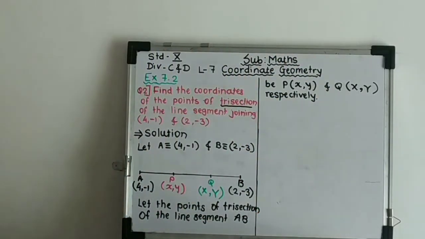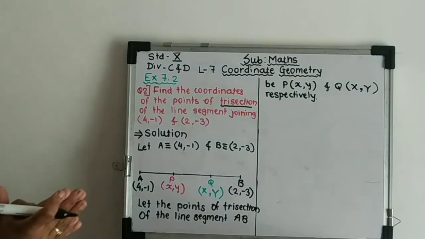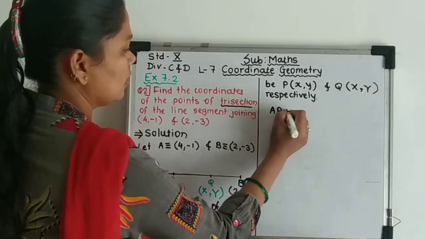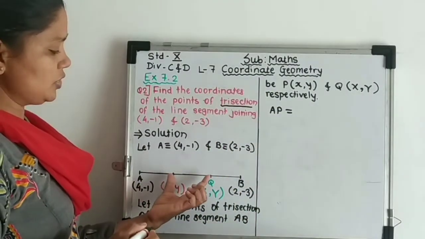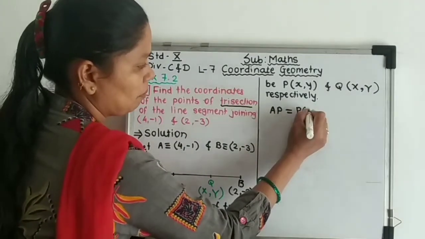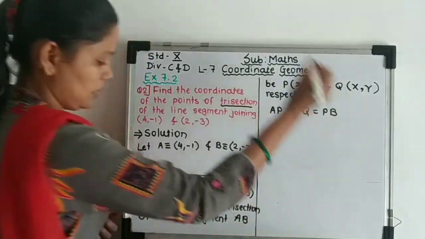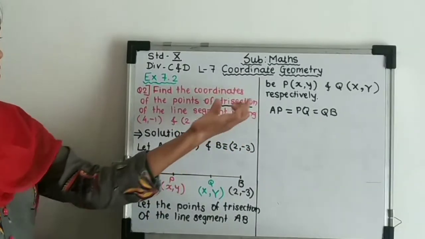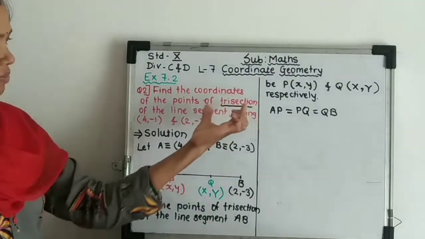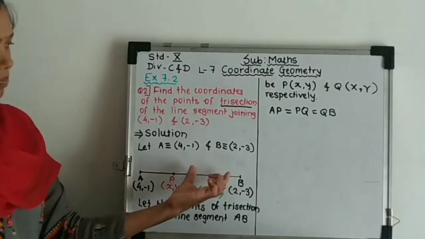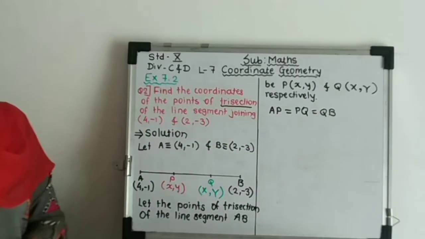Right. Now, what next are we going to write? Here the trisections are done. So these trisections are how? AP equals PQ equals PB. PQ equals QB. Understood? Trisection means we consider that all parts are equal. AP equals PQ equals QB.